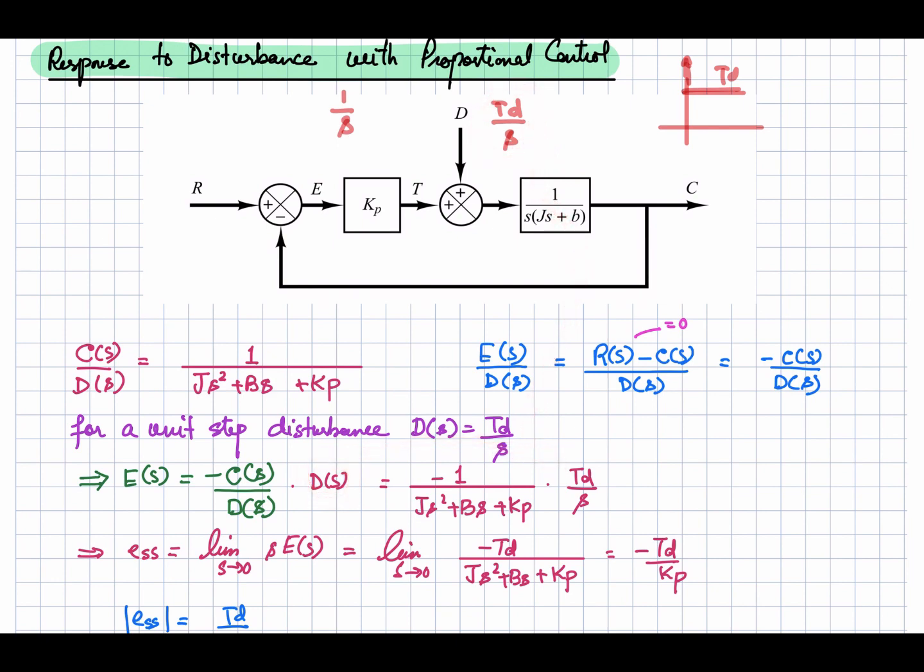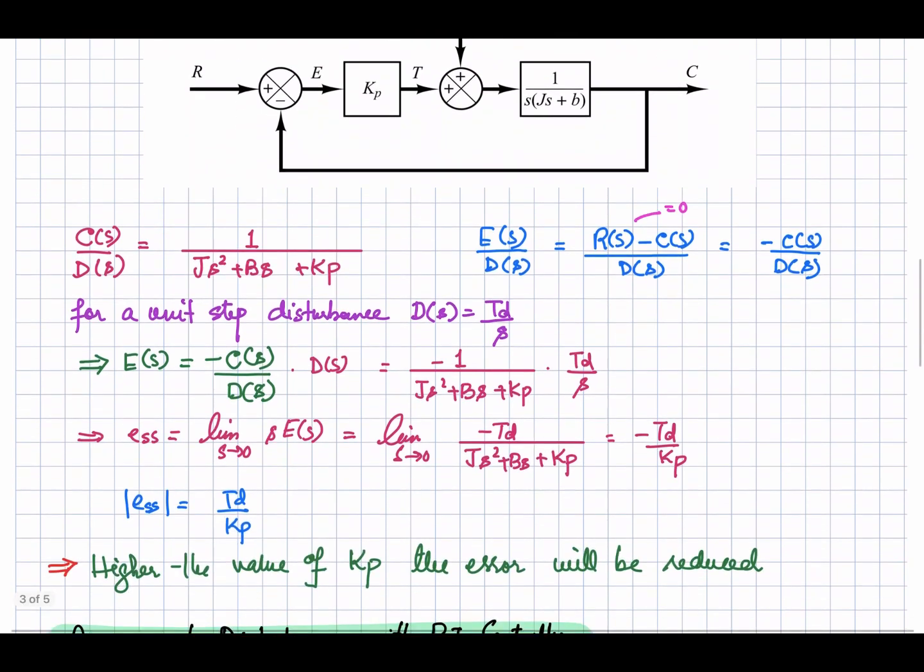Okay, now if I apply the limit that S is approaching 0, the steady state error will be equal to minus TD by KP. So the disturbance has created, because of the disturbance we will be having the error in the steady state. So the steady state error is given as TD by KP.